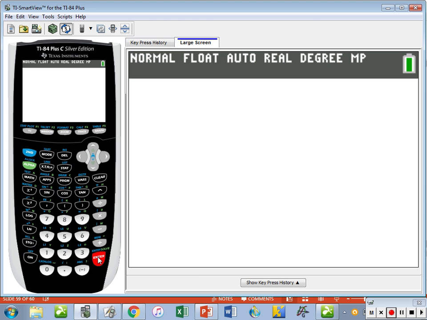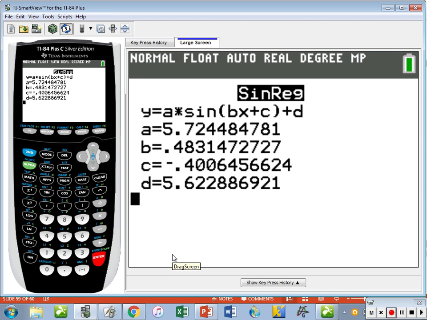And when I calculate it, this is going to give me what the equation is going to be. So what I have here, and I'm just going to go to 2 places for each of these different parts: I have an A value here, that's the amplitude, of 5.72. I have a B value of positive 0.48. I have a C value of negative 0.40, and then a D value of 5.62.